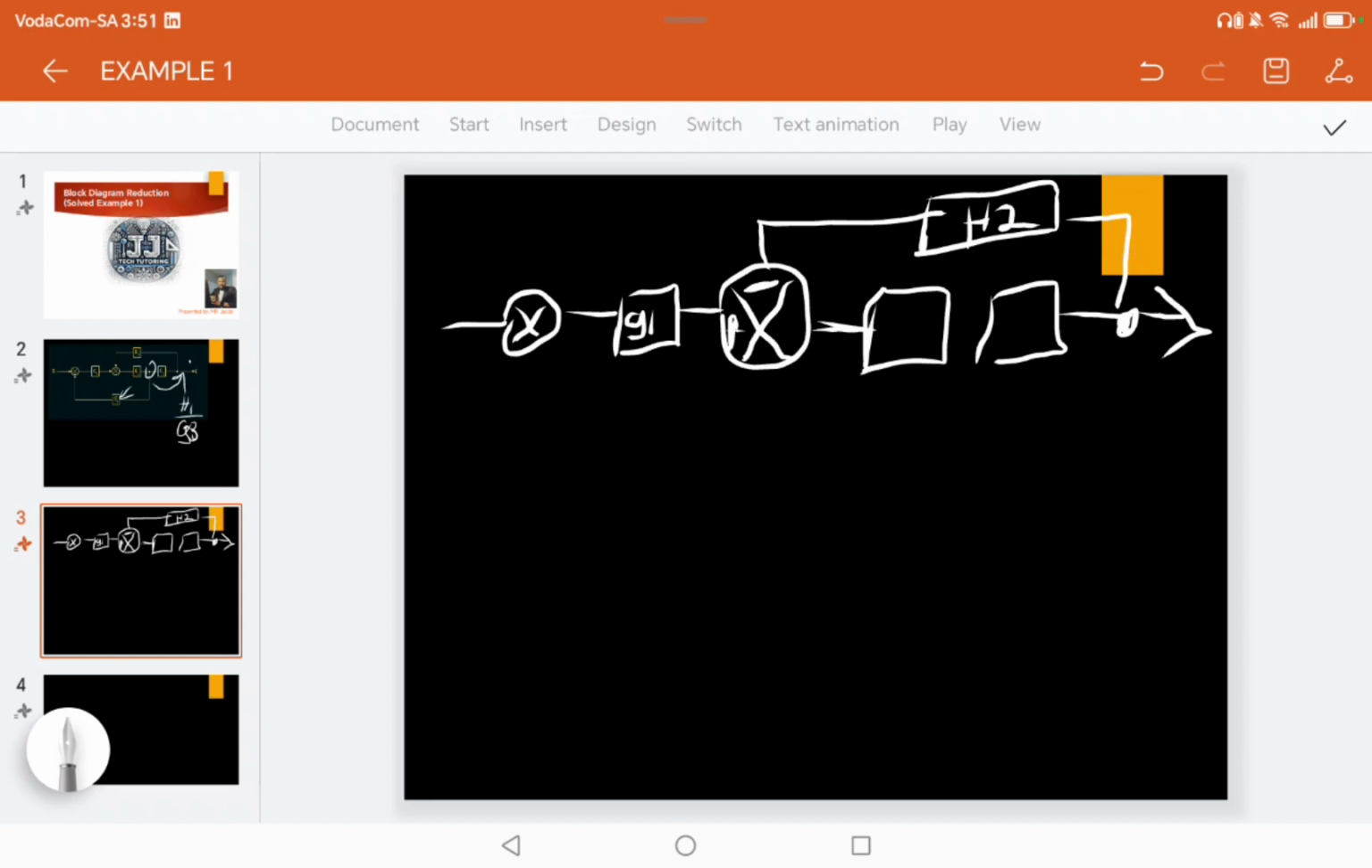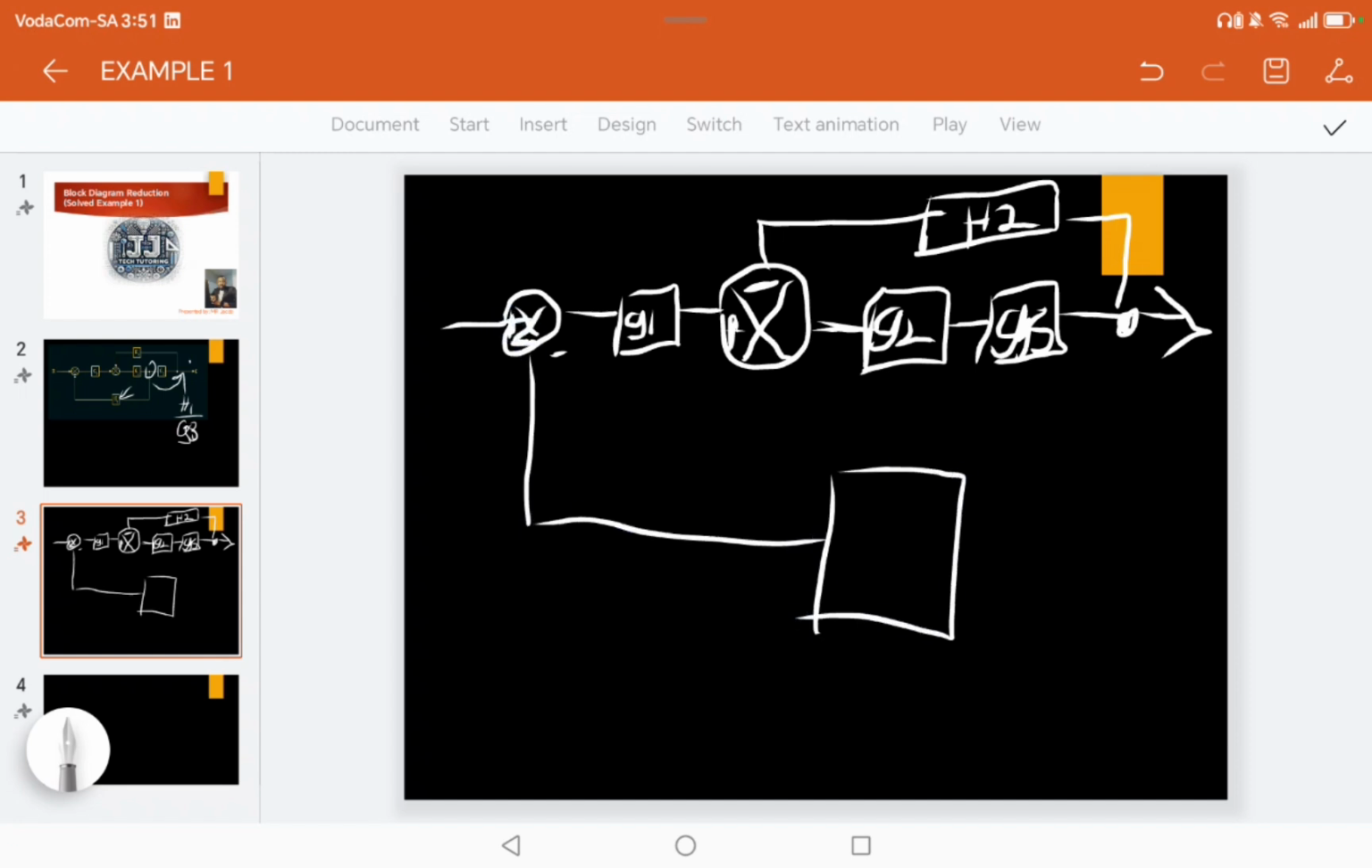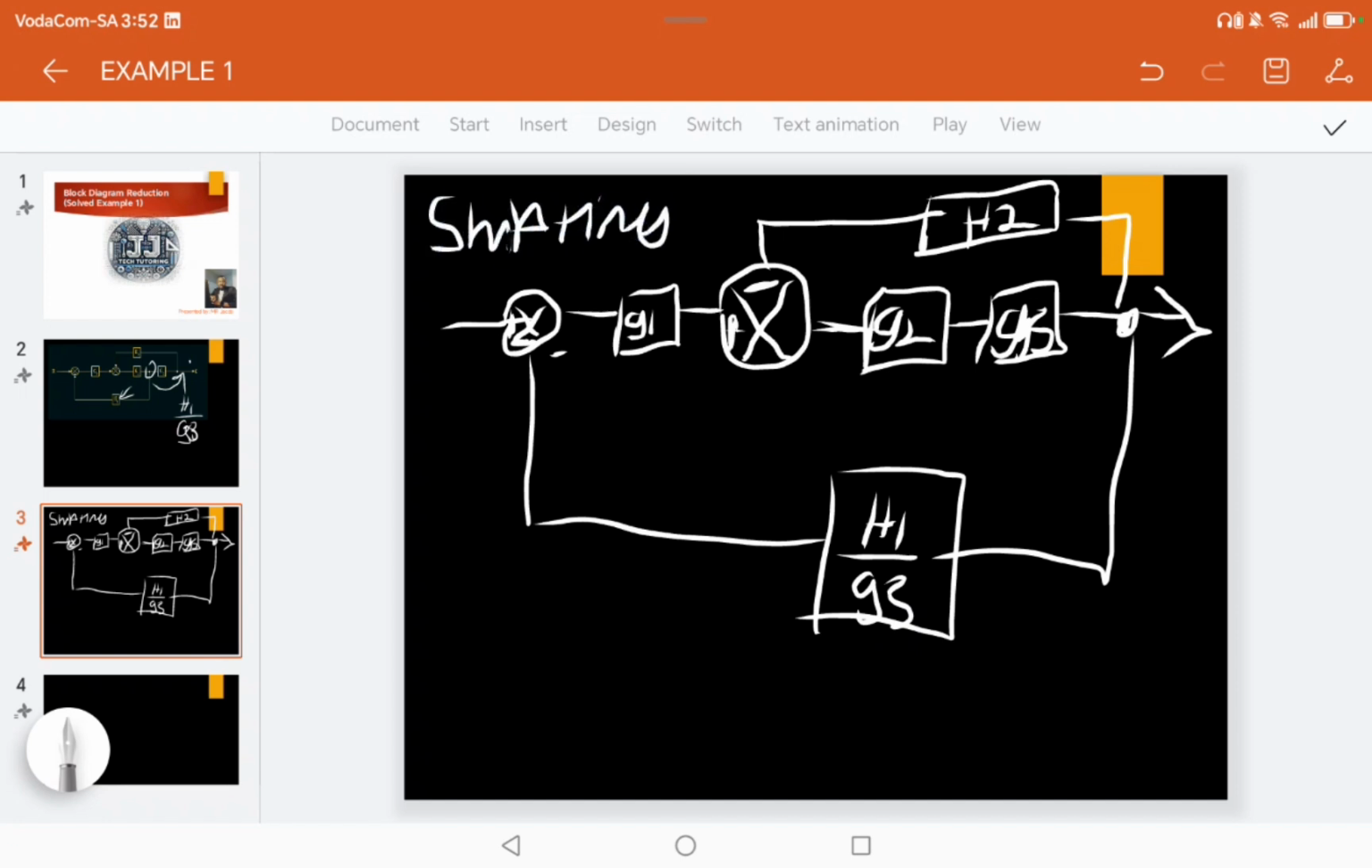H2, and in here we'll have G2 and G3. This is negative, this is positive, don't forget. And then this is our feedback. The feedback is going to be H1 divided by G3. This is the first step. The first step is shifting of the point.